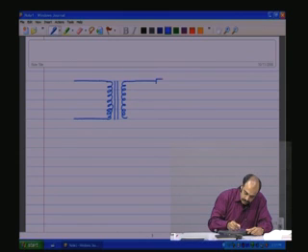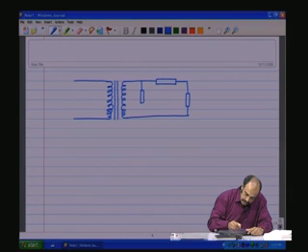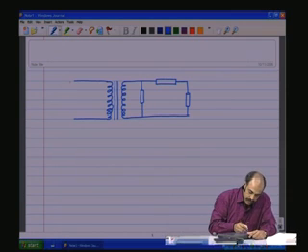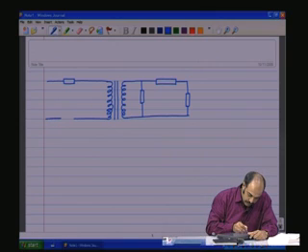We have an impedance which could be like that, or to make it a bit more complex, we could have one more impedance like this, like a pi network. On the primary side, you could have an impedance like this, and then of course a source.